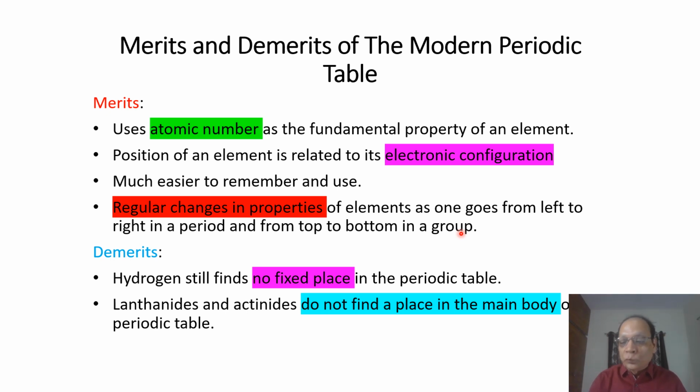Now when we move from left to right in a period, on the left hand side we have metals, and as we go inside we have transition metals, then post-transition metals, and some semi-metals followed by non-metals, and the period ends with a noble gas.